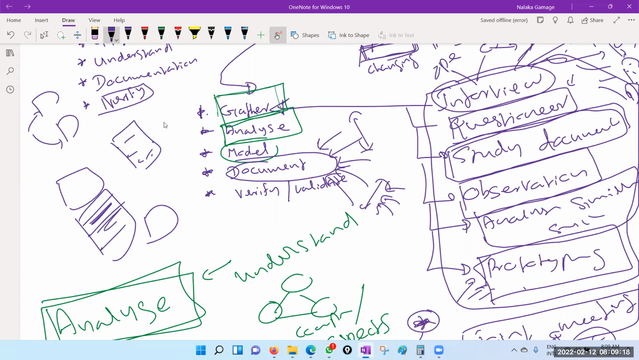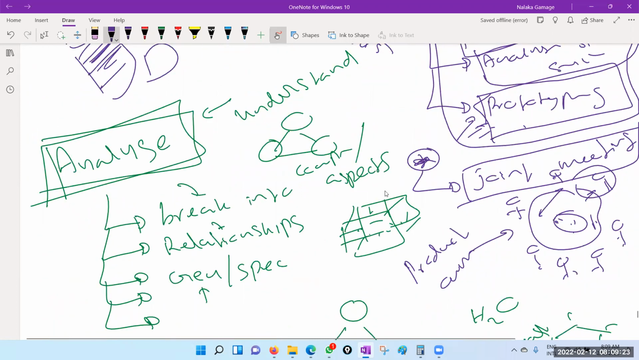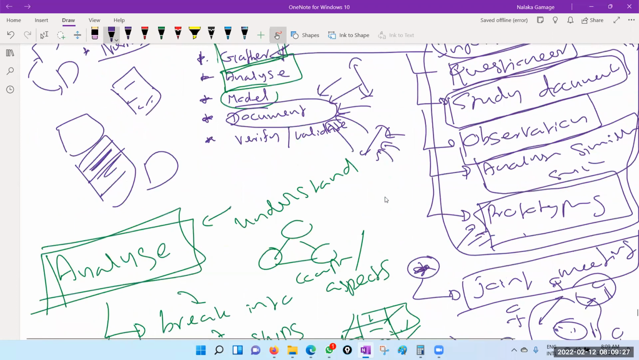So the documentation involves all the models we prepare, like use case diagrams, context diagrams, etc. And any other additional notes, etc. that we make. And it has to be very informal, right? Because when you become formal, you waste your time.